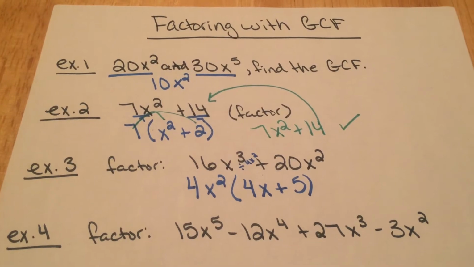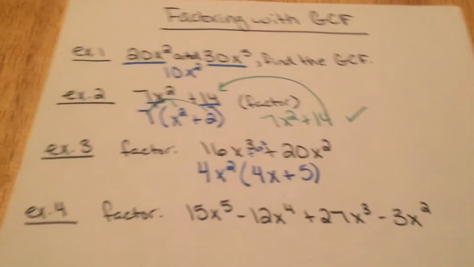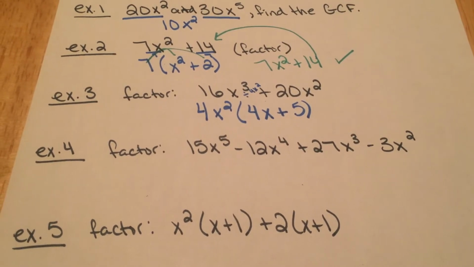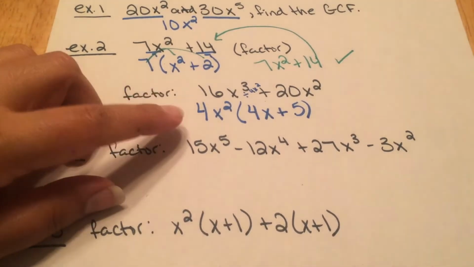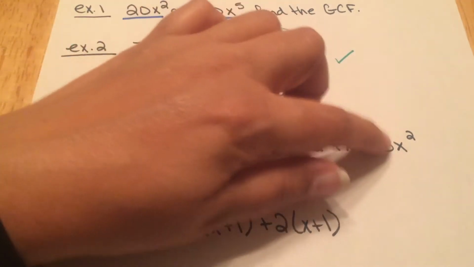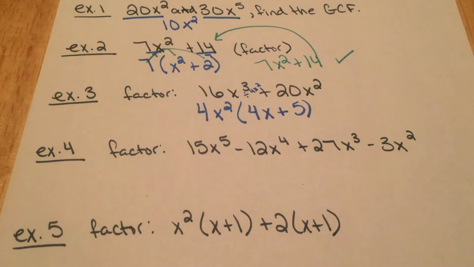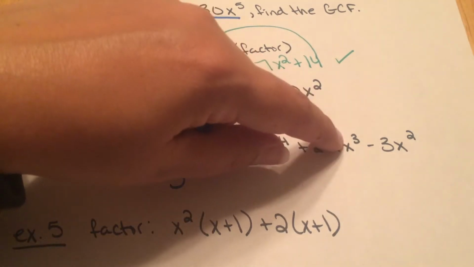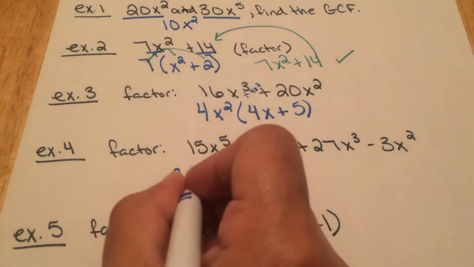Okay. Let's look at the next one, example 4. So we have 15x squared minus 12x to the 4th plus 27x cubed minus 3x squared. So this is a really long factorization problem here. But again, let's just look at our coefficients. What number do 15, 12, 27, and 3 have in common? 3. And now let's look at our exponents. What do x to the 5th, x to the 4th, x to the 3rd, and x to the 2nd have in common?